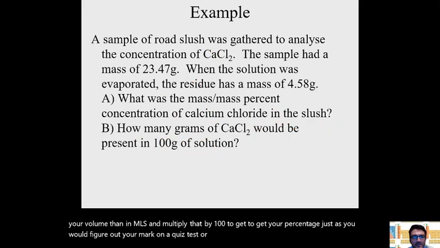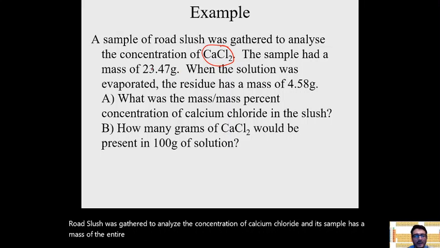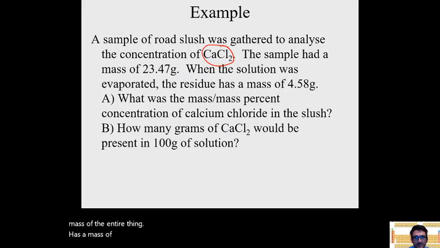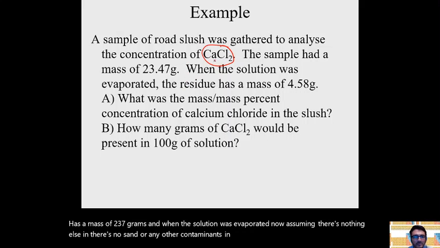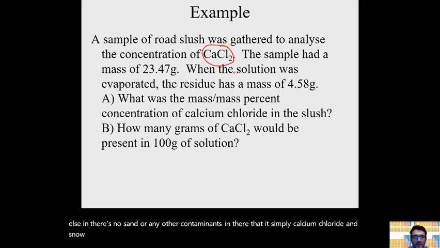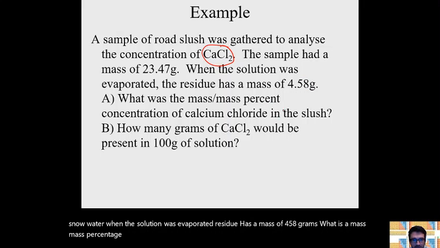So our first example is this. A sample of road slush was gathered to analyze the concentration of calcium chloride, and the sample, the entire thing, has a mass of 23.7 grams. Now, when the solution was evaporated, assuming there's no sand or any other contaminants in there, that it's simply calcium chloride and snow water, the residue has a mass of 4.58 grams. So what is the mass percentage concentration of calcium chloride in the slush?